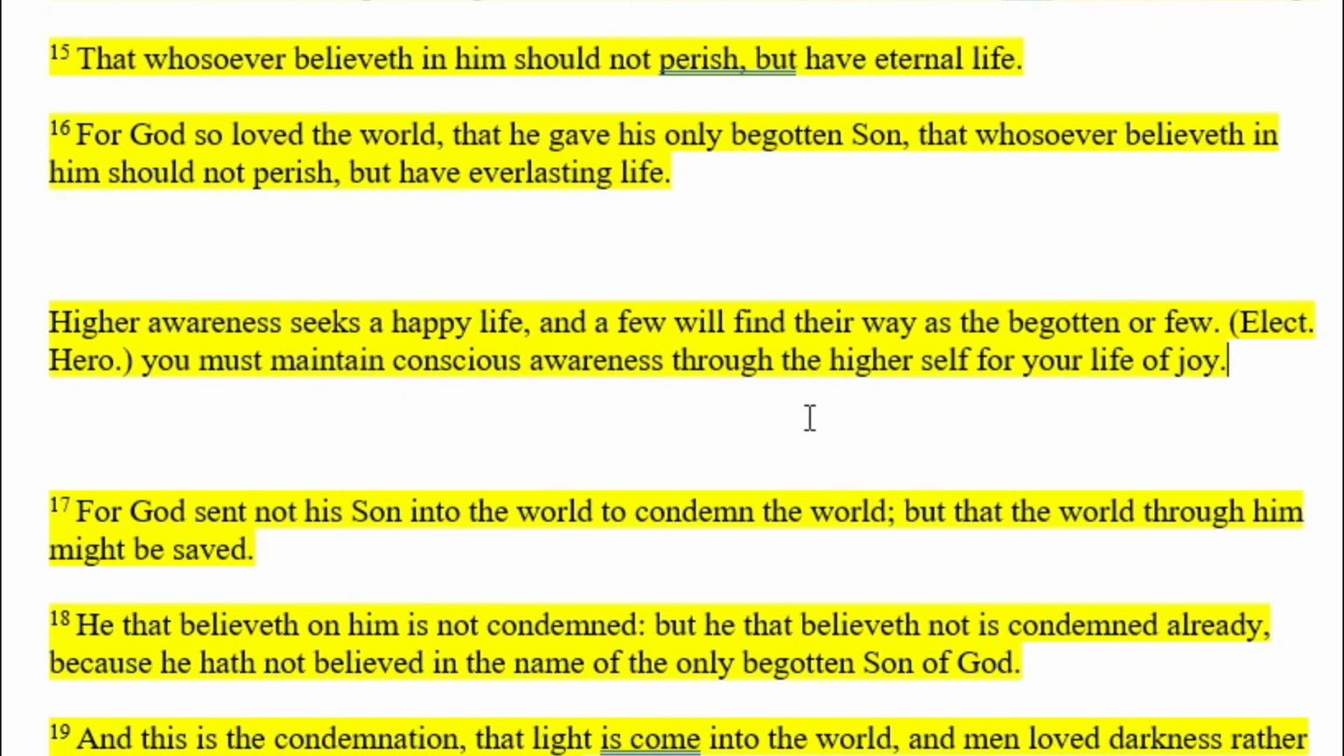It doesn't say don't live through the memories. It says stay connected to this. Buddha tells you to control your thoughts. Stay here. Don't live through your memories.